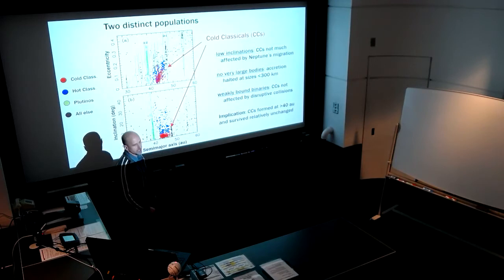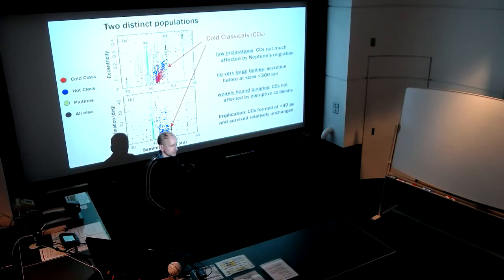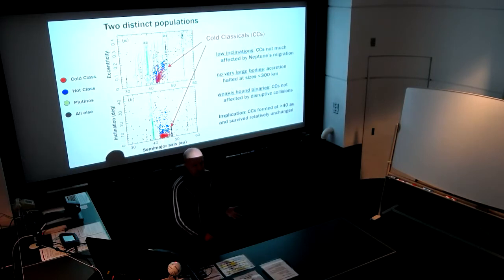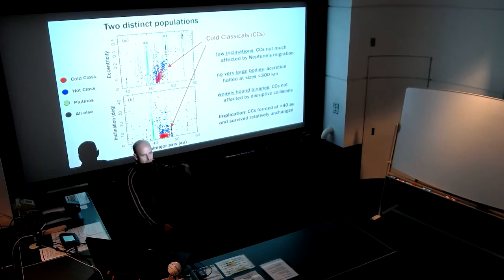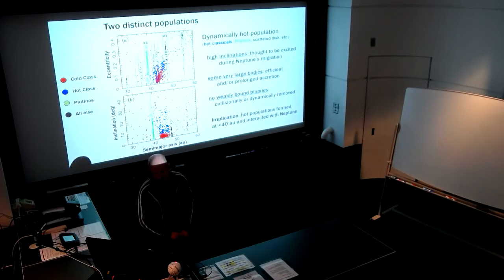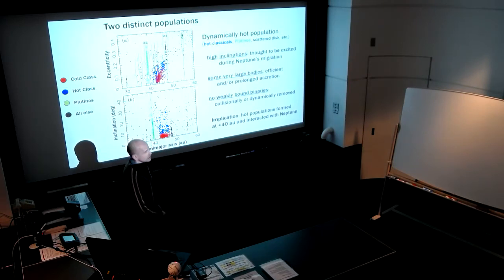And they have these weakly bound binaries, which I discussed in the first talk. The cold classicals have very low mass, and the cold classical binaries are in fact a constraint on how much collisional evolution happened in that population. And they tell you not much. What you see there, the mass distribution of cold classicals, tells you directly about the planetesimal formation. So the implication of all this is that the cold classicals formed beyond 40 AU and survived relatively unchanged during Neptune's migration.